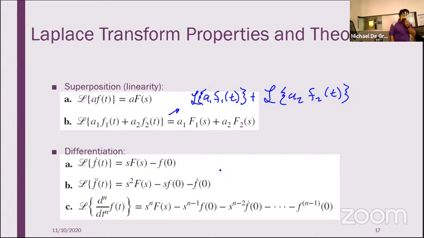Now for this class, s squared is fine for everything that we're going to be doing. But if you had something really gross, s to the n, you would just continue with this format. You have s to the n times the Laplace transform, and then you start subtracting initial conditions: s to the n minus 1 times f of 0, then s to the n minus 2 times f dot of 0, all the way down to f to the n minus 1 of 0.